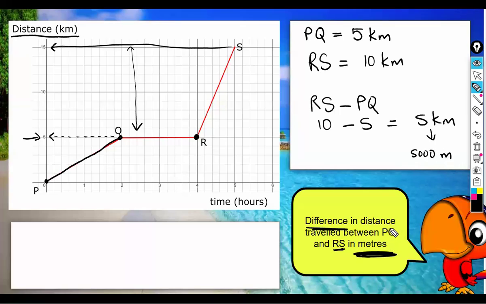So you had to do this question in 2 parts. Find the distance moved from P to Q, and then reason out the distance from R to S, and then they tell you to minus it. They didn't say minus it, but difference means, we know from primary school, the difference of 2 things is to minus it. So when we minus 10 and 5, we get 5 kilometers. So people were overthinking this one. This one had nothing to do with speed or gradient or anything like that, right?